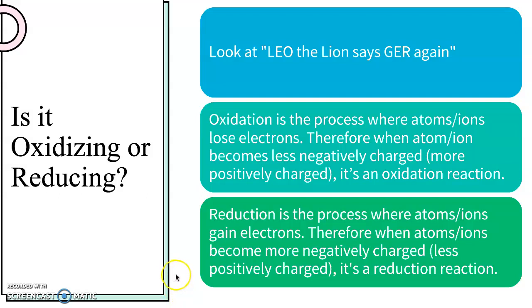As for reduction, as one would expect, it is the opposite. Since reduction is a process where an atom/ion gains electrons, you will know it is a reduction reaction when the reactants have a higher charge than the products. In other words, when an atom/ion becomes more negatively charged, it is a reduction reaction.